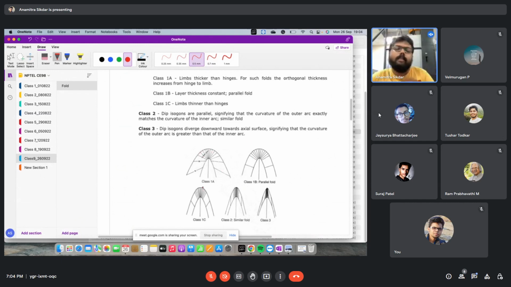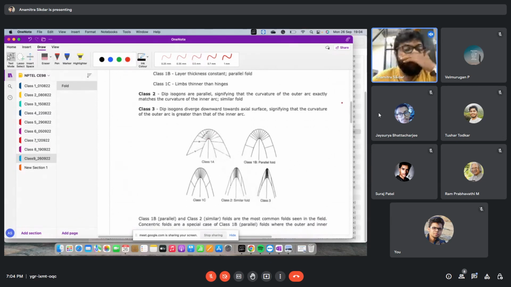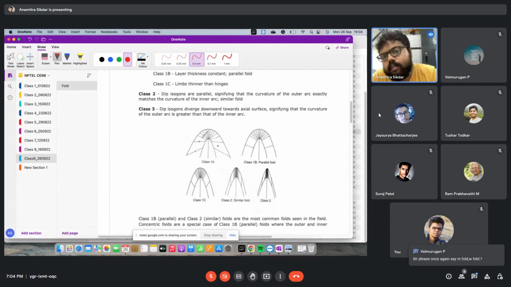So the case where the dip isogons are converging inward, we will call class 1 folds. If the dip isogons are parallel, we call them class 2 folds. If the dip isogons are diverging towards the center, towards the core, we will call them class 3 folds, right? But in case of class 1 folds, we can have 3 different subtypes, right?